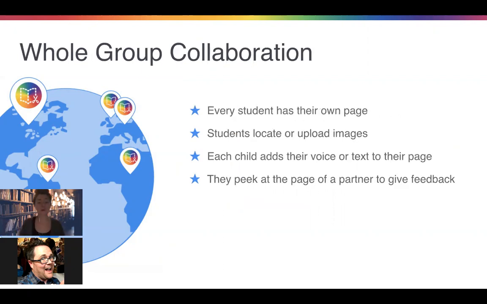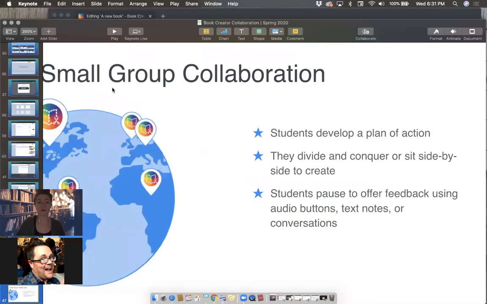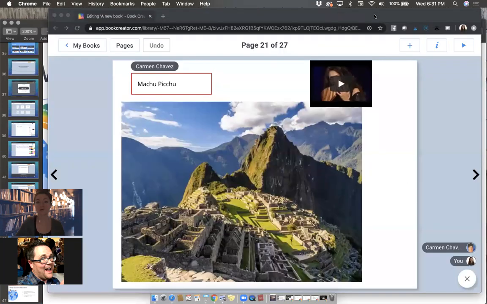Now, with whole group collaboration, which is what we are doing today, every student has their own page. Students can locate or upload images, which you all are doing and playing around with. Each child adds their voice or text to their page, which I'm going to show you in just a moment. And they can peek at the page of a partner to give feedback. So that's something that you can consider too. So let's jump out and take a look at both of these pieces. Let me pop out here and we'll come back to the small group in just a moment.